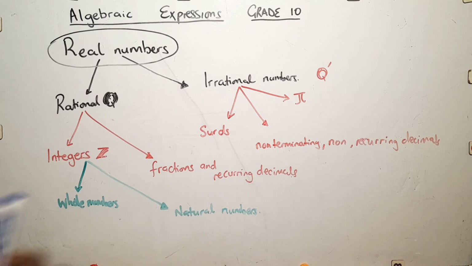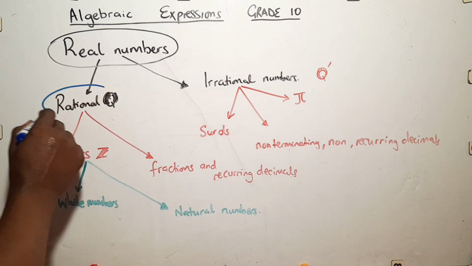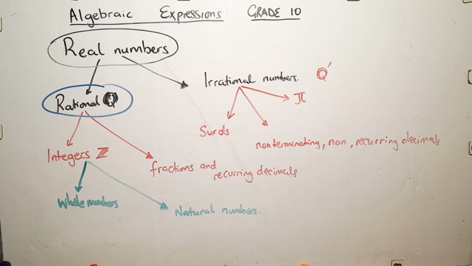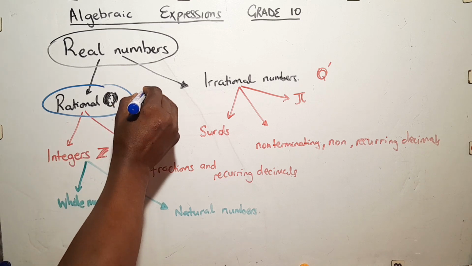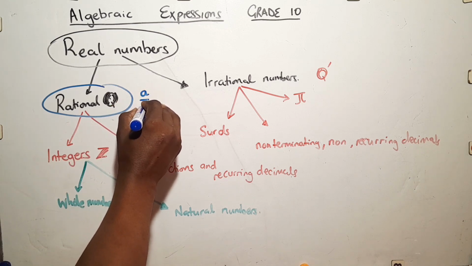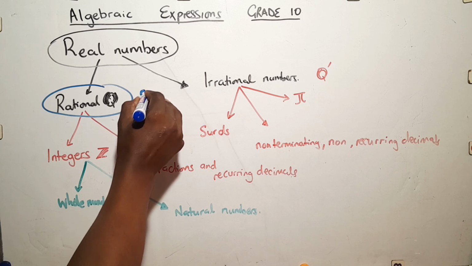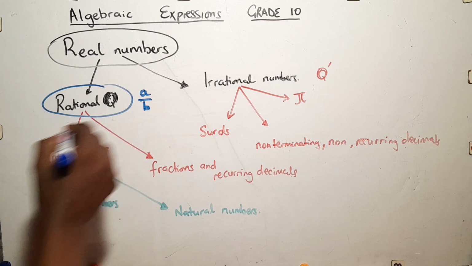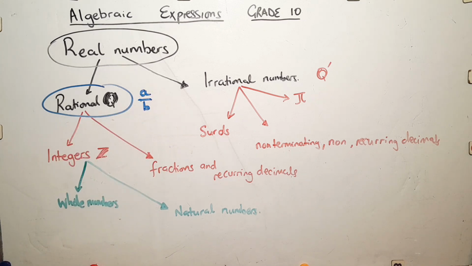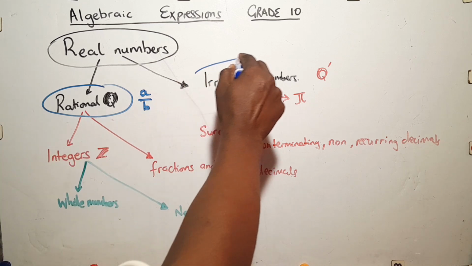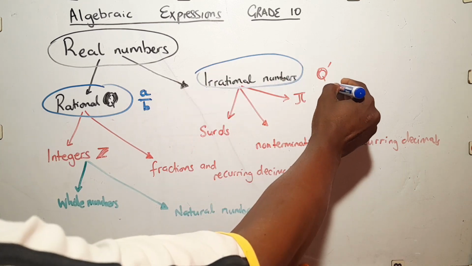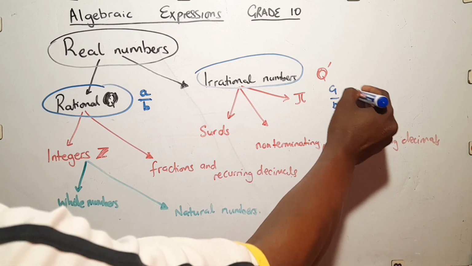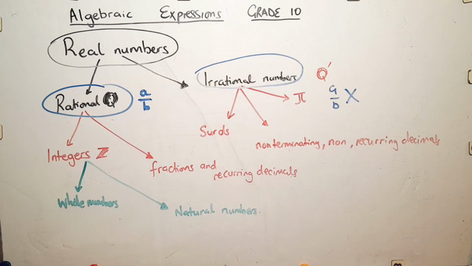Real numbers are subdivided into rational and irrational numbers. Rational numbers are anything that you can place as a fraction, a over b, where a is a whole number and b is a whole number that is not 0. Irrational numbers we cannot express as a over b. This cannot happen in irrational numbers.